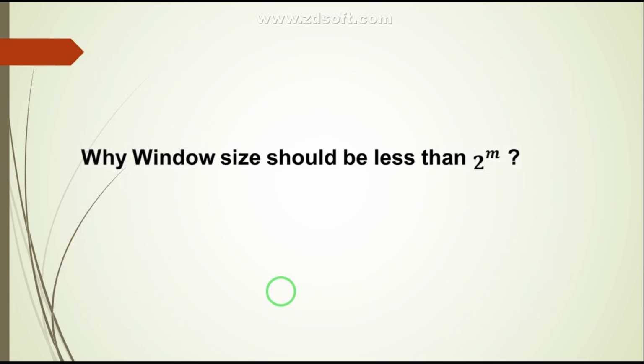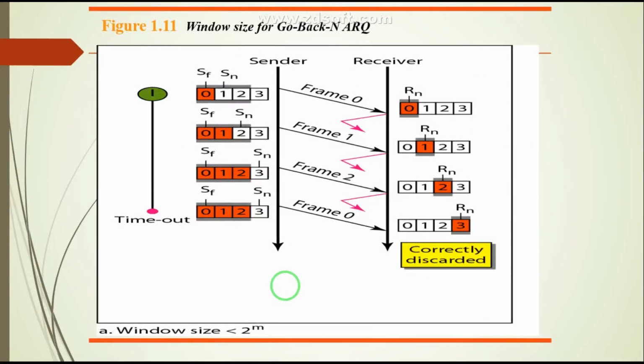Now guys, the question is, why should the window size be less than 2 raised to m? Because we have just seen the size of the window should be what? 2 raised to m minus 1. Why is it so? Why is it not 2 raised to m? So let's clear your doubt. First we would discuss the correct version, that is why we have selected the window size less than 2 raised to m.